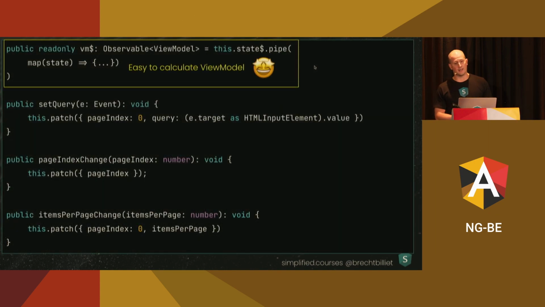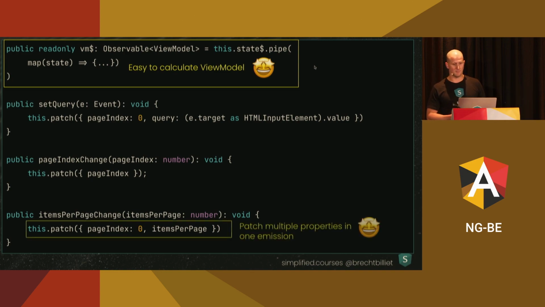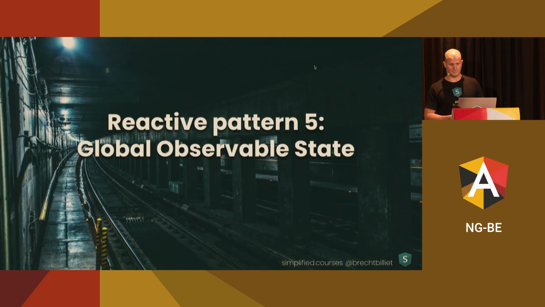Calculating the view model again becomes easy because we just have to map the state. Again, if the items per page change, we want to update multiple properties, so we just use our simple batch function. Did I already mention that this entire thing is below 100 lines of code and is just a behavior subject behind the scenes? This gives you the chance to own it yourself. I'm not going to open source it. I have written articles about it. You can just grab the code from the repository and make it better for yourself in your own company.